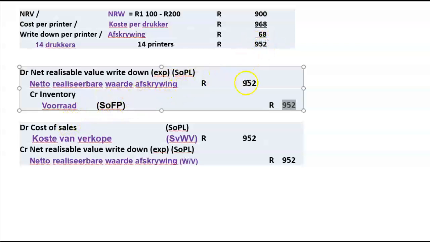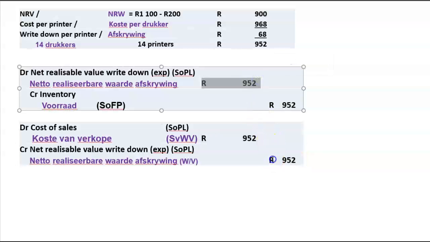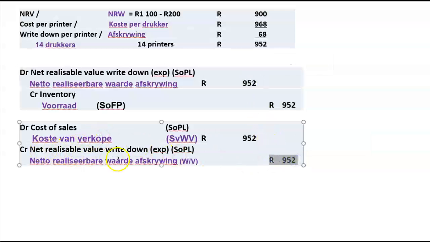Now at the end of the year, we're going to transfer this net realizable value expense account to our cost of sales account because this is trading inventory. We only transfer trading inventory's net realizable value adjustment to cost of sales. So we will debit cost of sales, and we will take that one out of our books. There was a debit entry. Here we're going to pass a credit entry against the expense account to take the expense account out. Effectively, you can see that our cost of sales will then increase by 952 Rand.